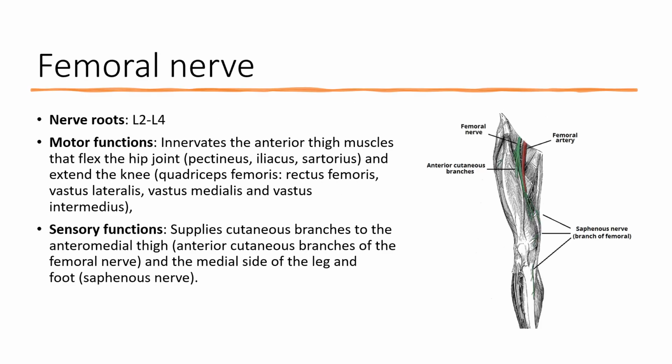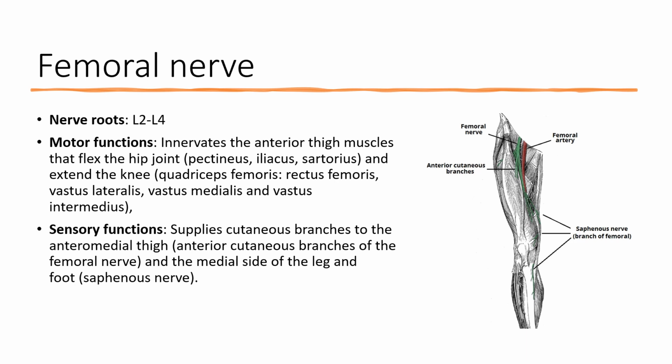The first nerve we are going to discuss is the femoral nerve. We know that the femoral nerve arises from the lumbar plexus at the L2, L3, and L4 roots, the ventral rami of the spinal cord. Now, motor functions of the femoral nerve. It innervates the anterior thigh muscles that flex the hip joint, which include the pectineus, iliacus, and sartorius, and extend the knee, the quadriceps femoris, which include the rectus femoris, vastus lateralis, vastus medialis, and vastus intermedius. These are all the muscles which comprise the anterior compartment of the thigh.